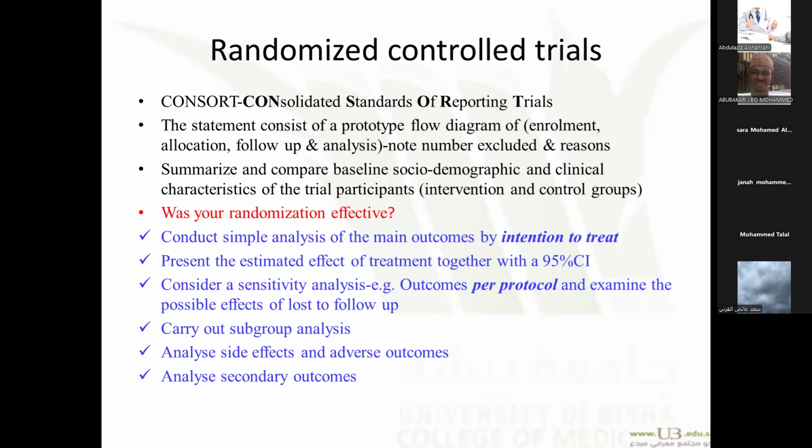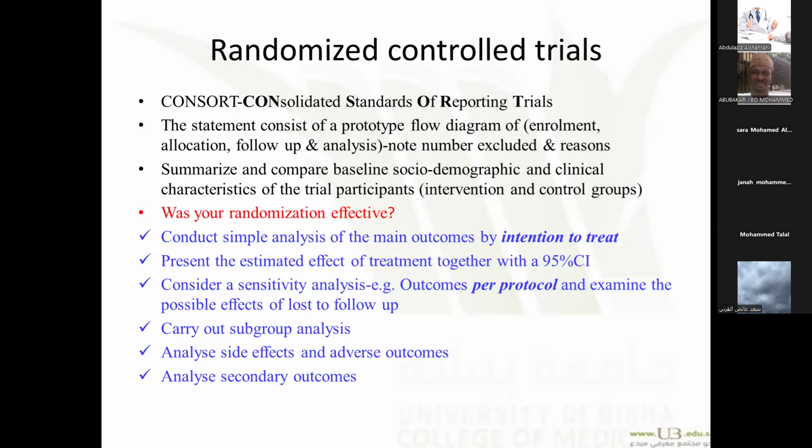And you need to analyze the outcomes by intention to treat. Okay? Try to present the effects of the treatment with the 95% confidence interval. Do sensitivity analysis, do outcome per protocol analysis, carry out subgroup analysis, analyze the side effects, determine any adverse effects, and secondary outcomes.